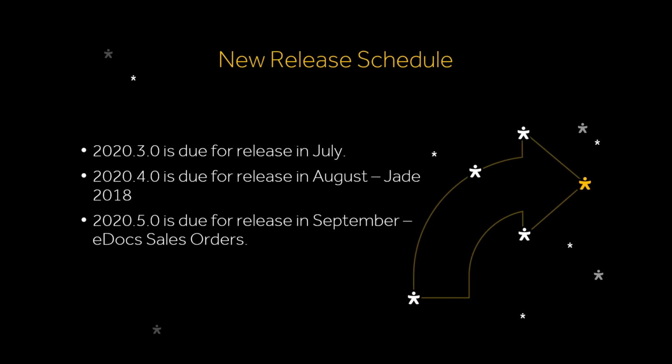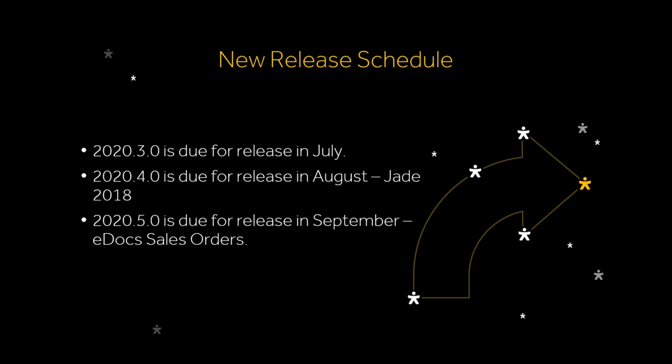So in terms of the next release schedule, the next release is due in July, so now in the next couple of weeks. The following release after that, which is 2020.4, is the release for that Jade upgrade that I was mentioning. And the following one after that will be the September release, which principally is the eDoc sales orders, but we'll have other items.